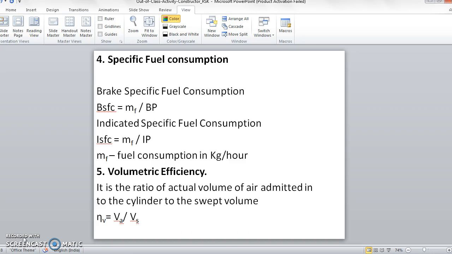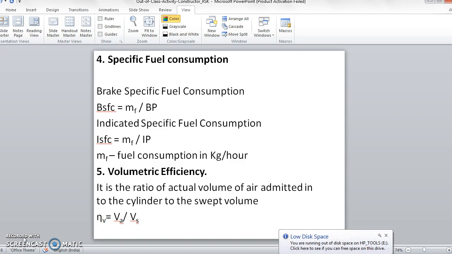Brake specific fuel consumption is the ratio of fuel consumed to produce unit brake power. Indicated specific fuel consumption is the ratio of mass of fuel to the indicated power. mf represents the fuel consumption in kg per hour, BP and IP being in kilowatts. So the units for BSFC and ISFC is kg per kilowatt hour.